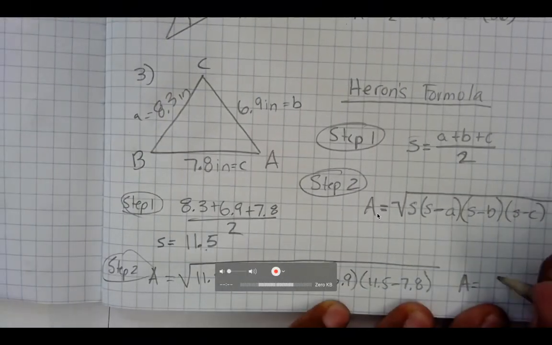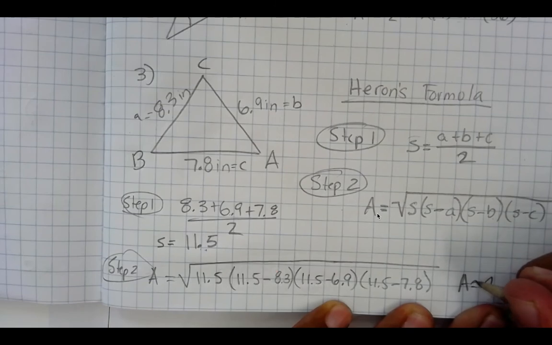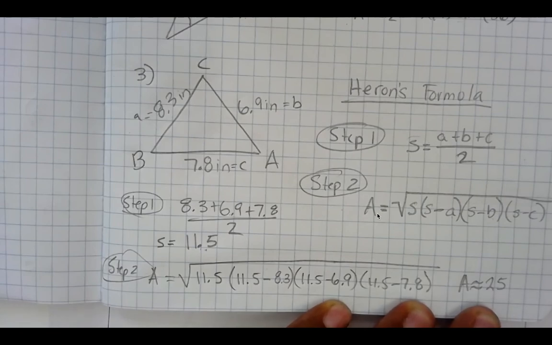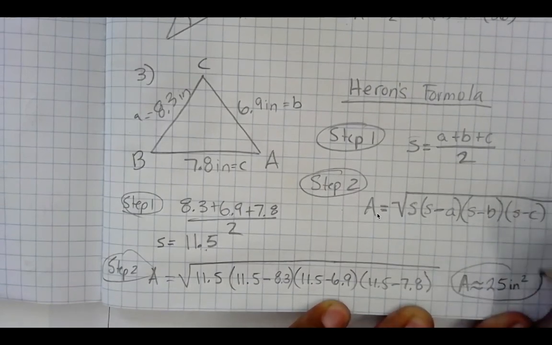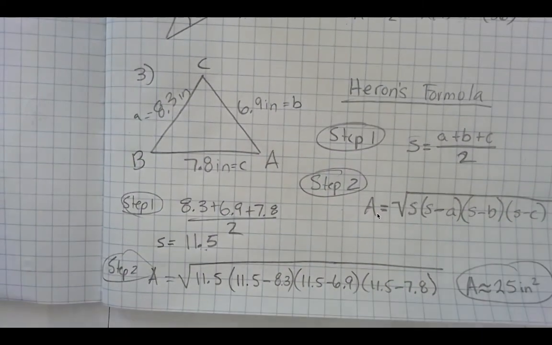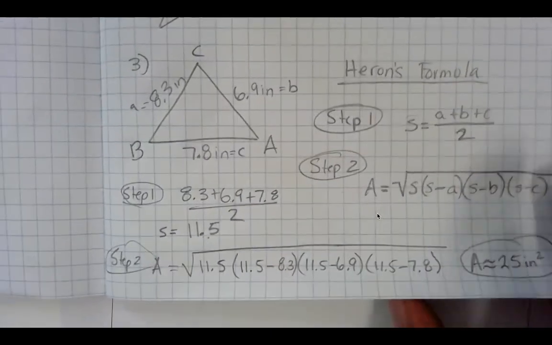So I put the little approximation symbol like that. 25 what? Area. What do I write? Not cubed, squared. When do we use cubed? Volume, right? A 3D, three-dimensional space. This is just surface area. So that's how you find that.